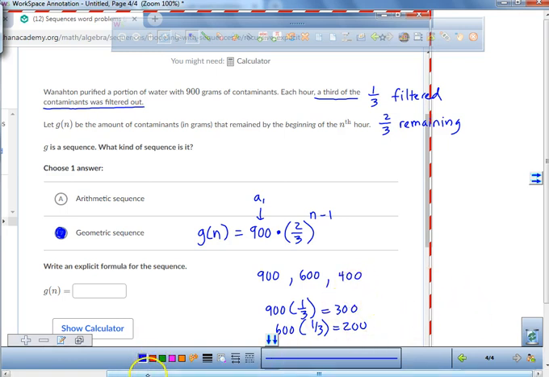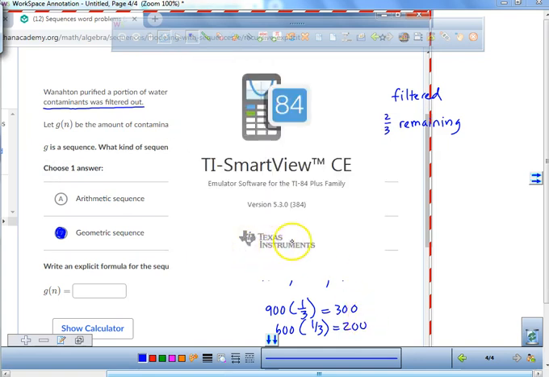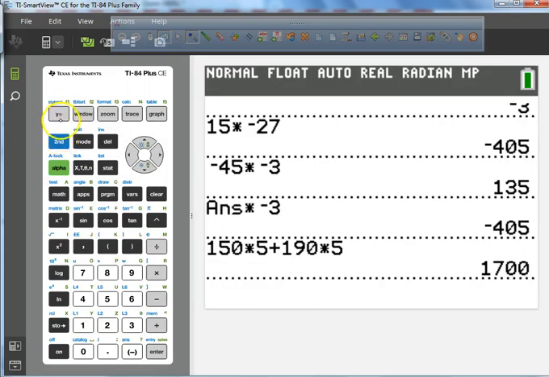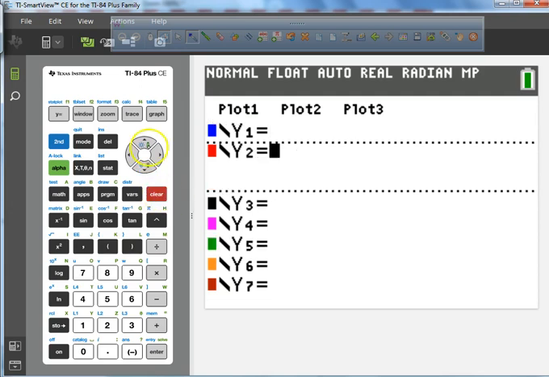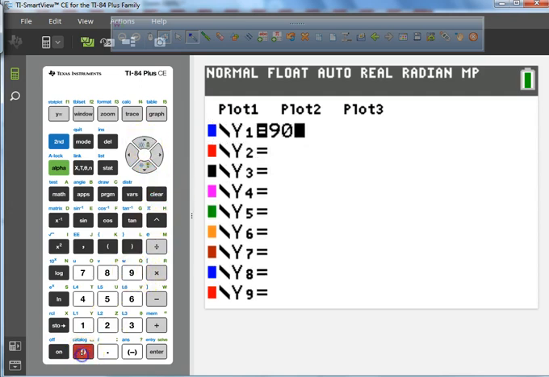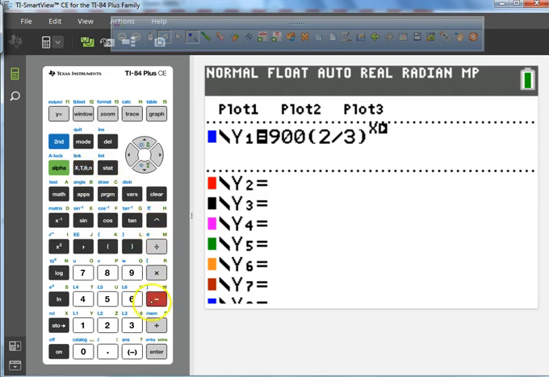So you go to your graphing calculator, all right? And we're going to type this in to see if it makes sense to us. So we're going to go to y equals, if you would. Go to y equals. I'm going to clear this out. We're going to start with 900. We're going to open up the parentheses, do 2 divided by 3 to the power of x minus 1. So 900, there's our first term. There's our r value to the power of x minus 1.